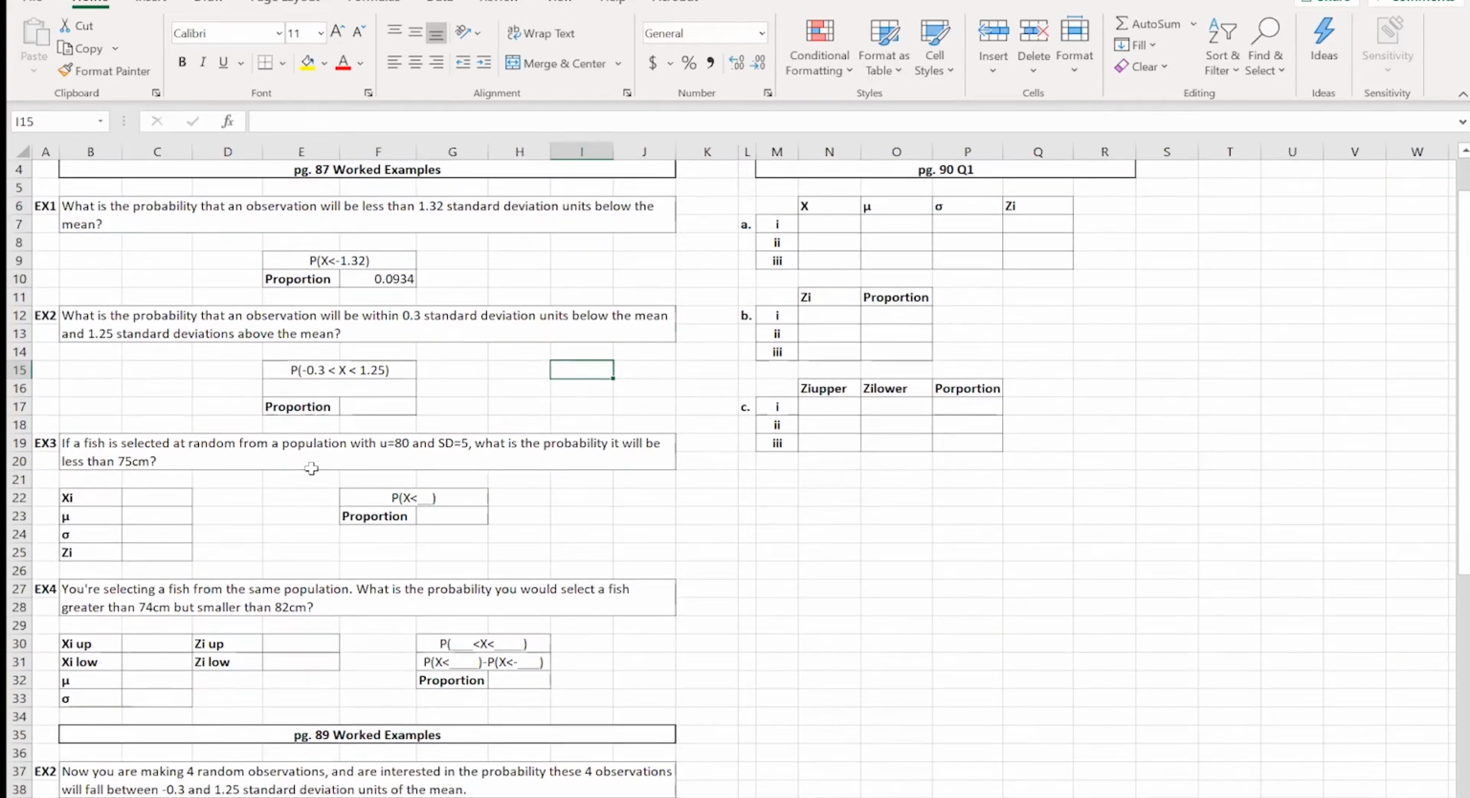For number 2, what's the probability that an observation will be within 0.3 standard deviation units below the mean and 1.25 standard deviations above the mean? So we're asking the probability that a value will be between negative 0.3 and 1.25, which is the probability of 1.25 minus the probability of negative 0.3.